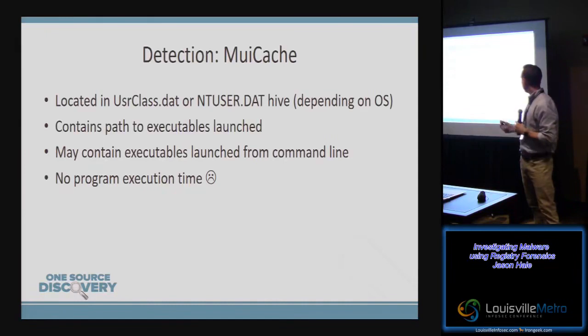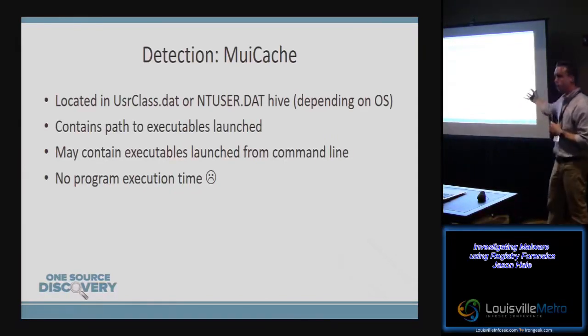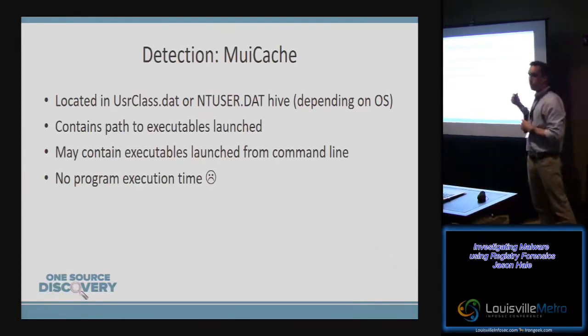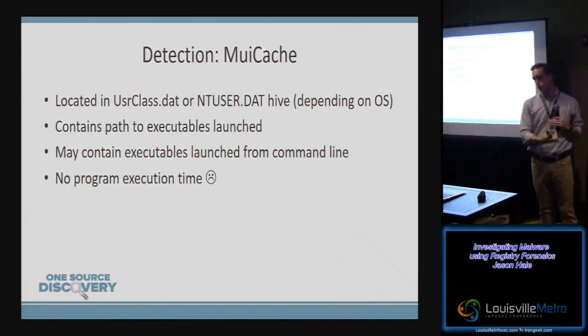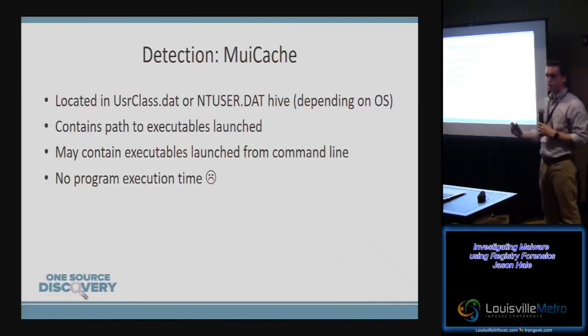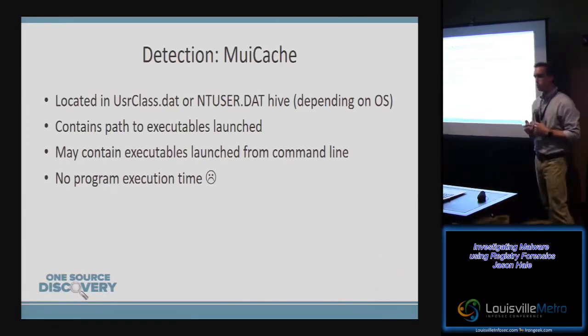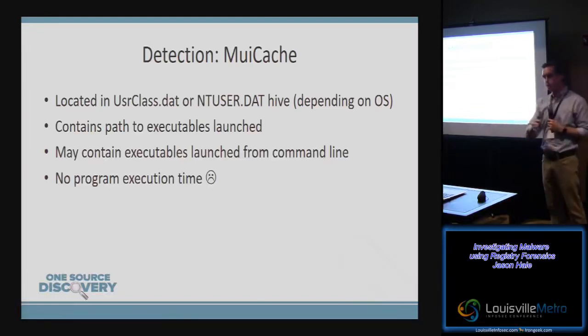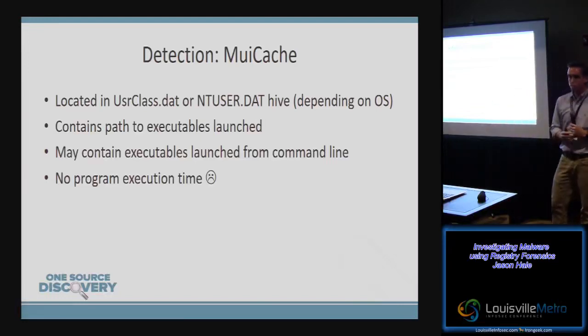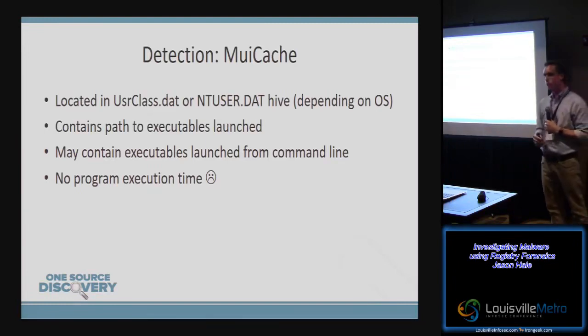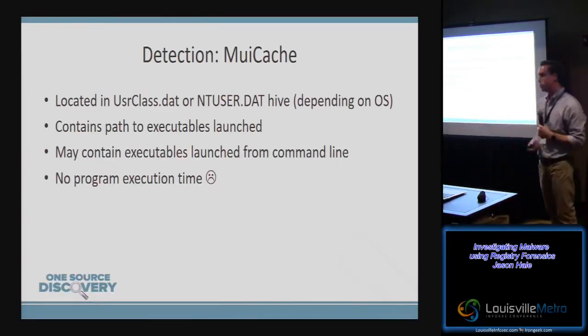What we'll find in this particular registry key are things like the path to the executables launched. Importantly, we'll find executables that were launched from the command line. This separates MUI cache from some of the other artifacts that we'll talk about that require shell interaction. So in the MUI cache, you may actually see files that were executed from the command line. Unfortunately, we don't have a program execution time. We can say that these particular programs were launched, but we don't necessarily know when without further investigation into other locations.